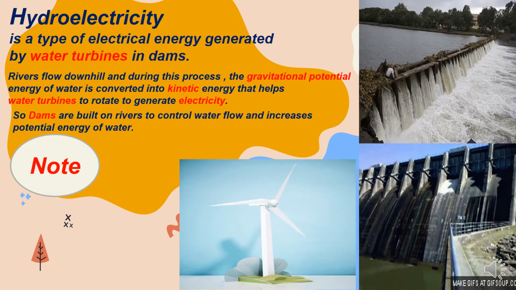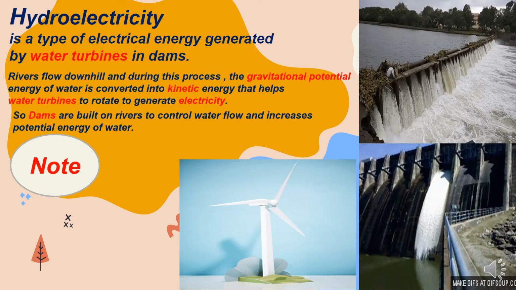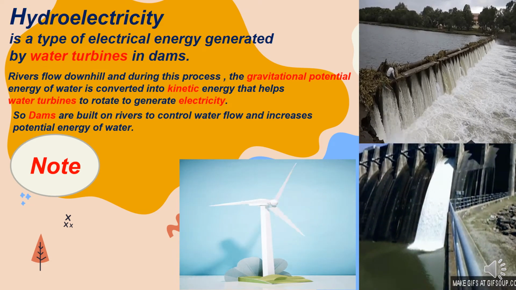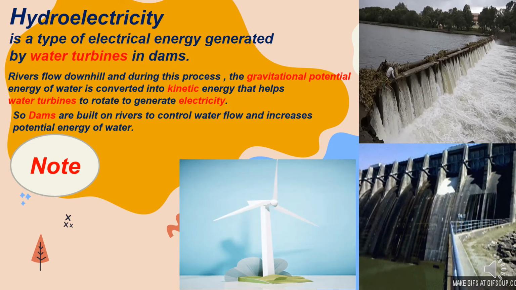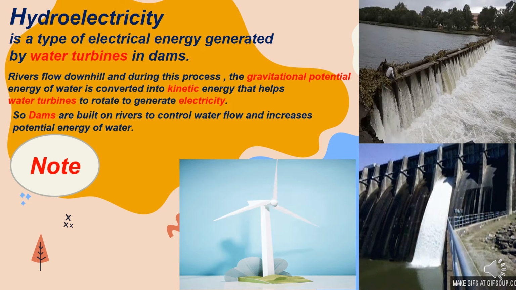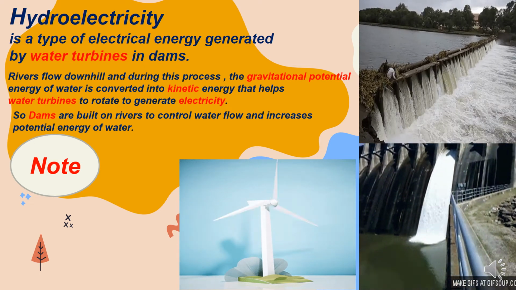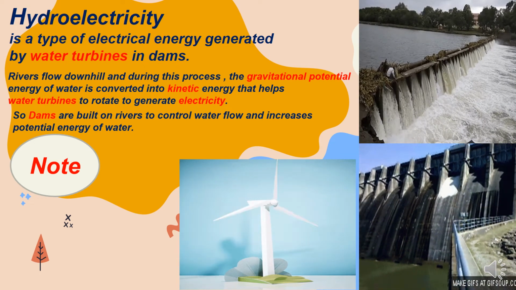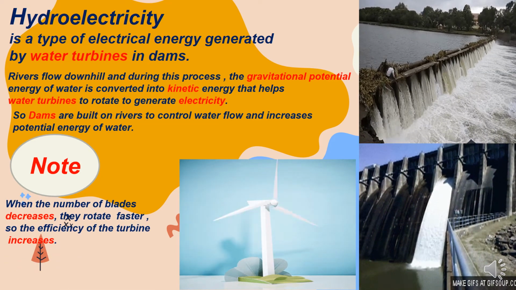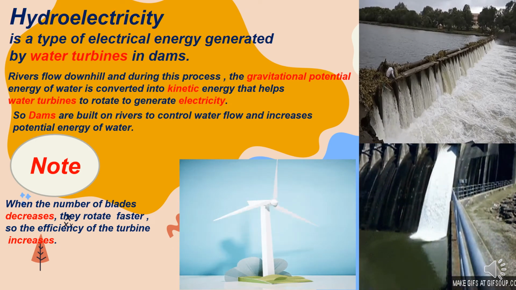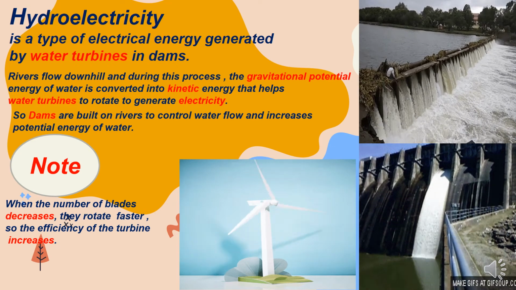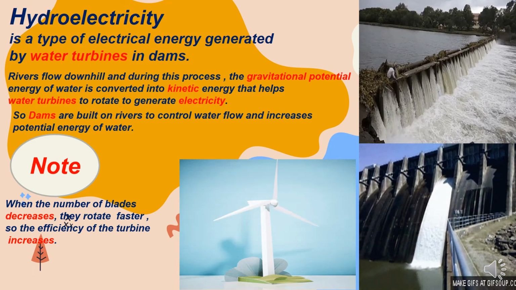Excellent, grade 4. Now we have to know an important note about the windmills. As the number of windmill blades decreases, they will rotate faster and generate more and more electricity. So the efficiency or the quality of the turbines increases. And also, when the wind blows from the side of the wind turbine, the blade will rotate faster than if the wind blows from the other side. So the efficiency will increase also.